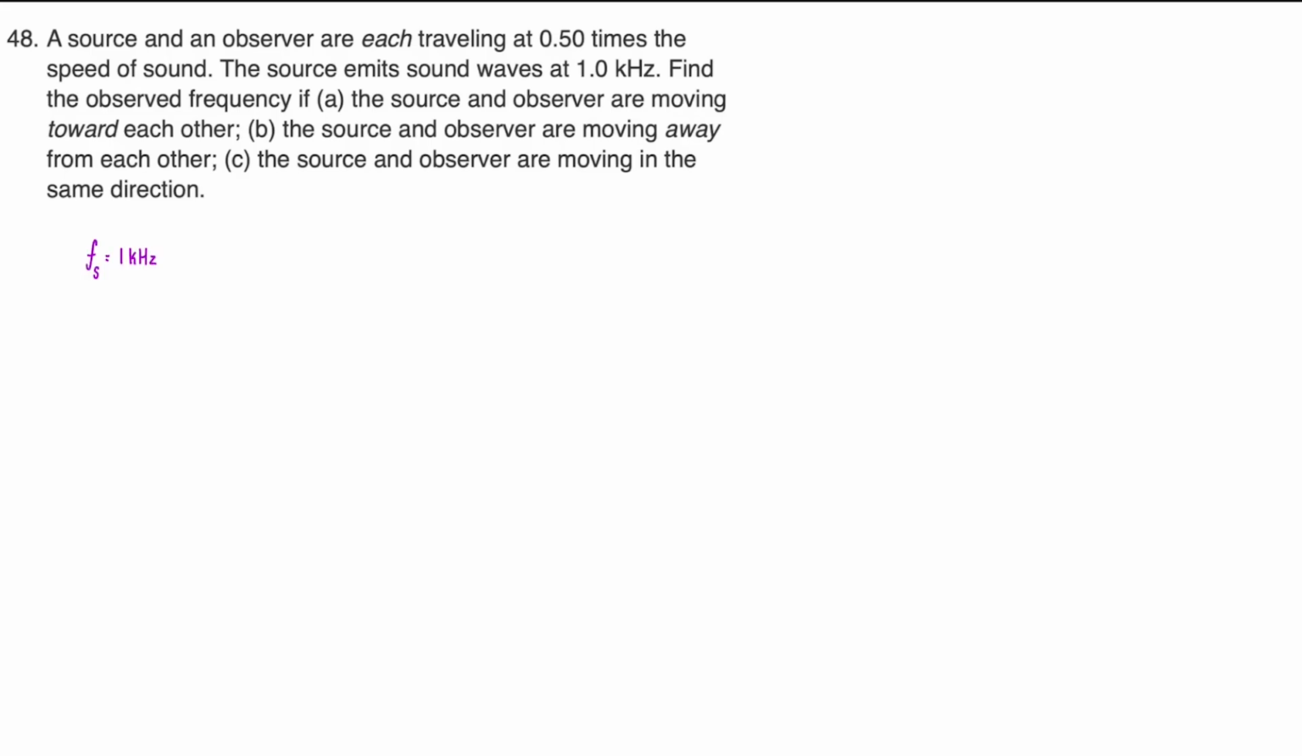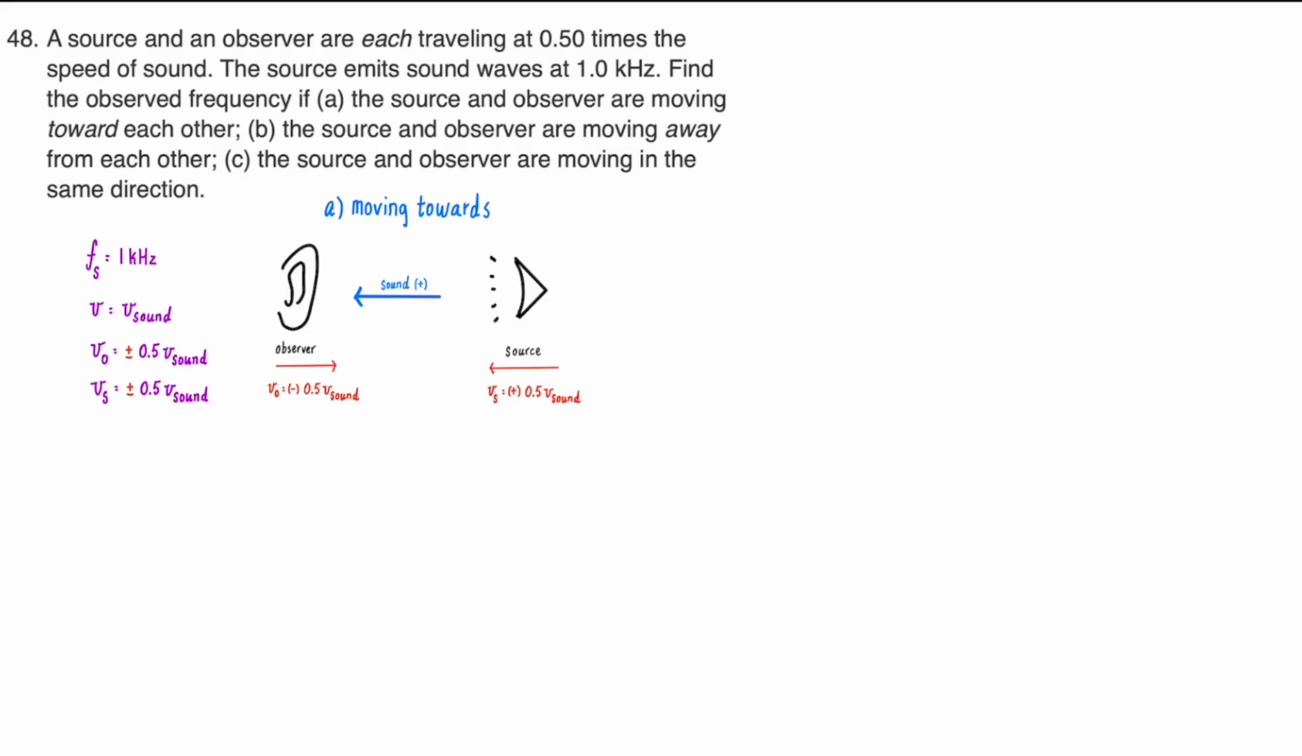problem. So we're told the source frequency, or Fs, is 1 kilohertz. V represents the velocity of the sound. And we're told the magnitudes of the observer's velocity and source's velocity are half that of the velocity of sound. Let's start with part A, where we have the observer and source moving towards one another.